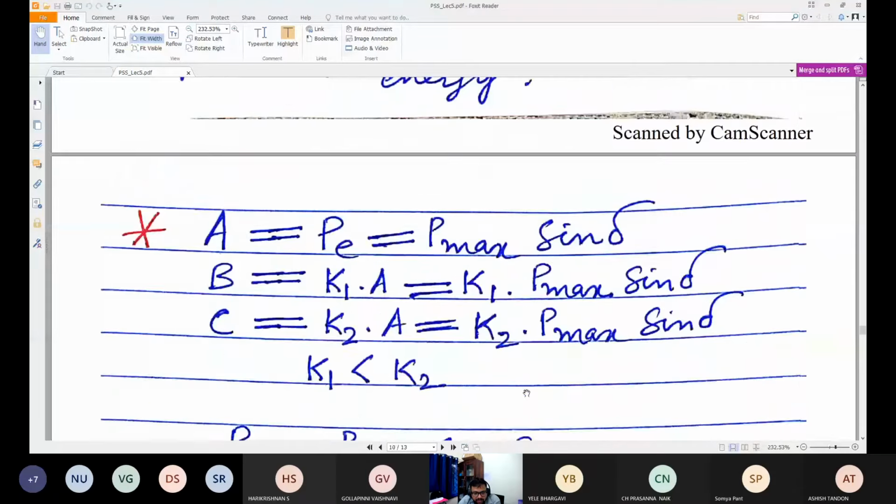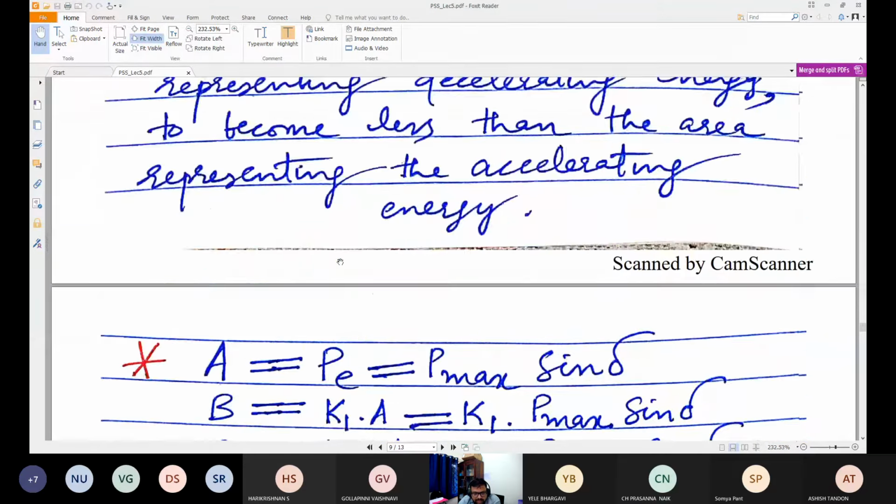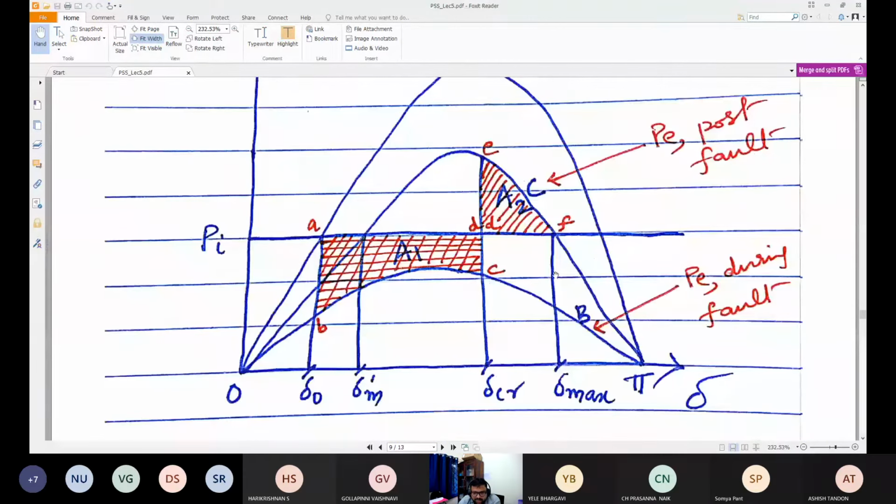Now let's apply the equal area criteria. So we have three curves A, B, and C, where A is the pre-fault curve, B is the during-fault curve, and C is the post-fault curve. We know that it's basically a half sine wave. So electrical power output equals P max sine del, and we are going to take B as a scaled down version of curve A, because we know that the amplitude is less, but still the pattern remains the same. It is again the sine curve, right?